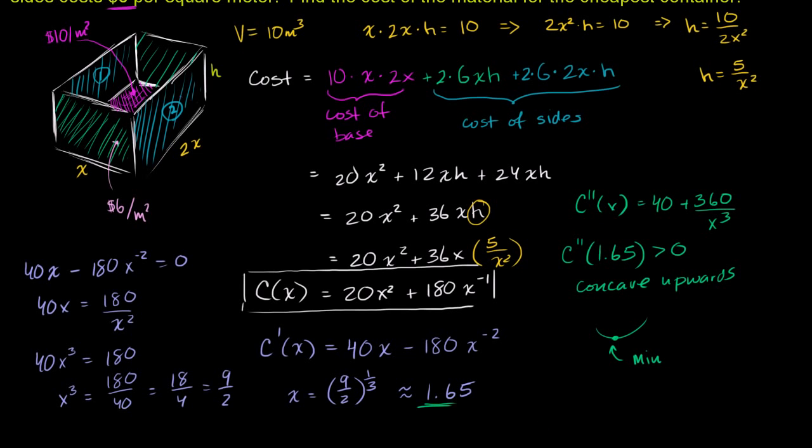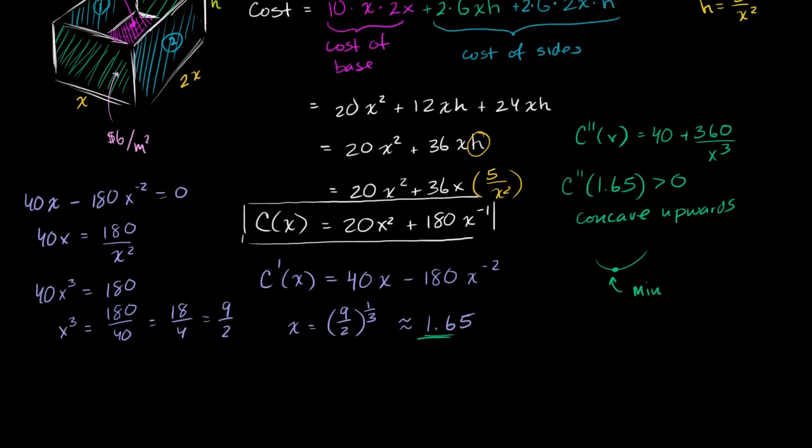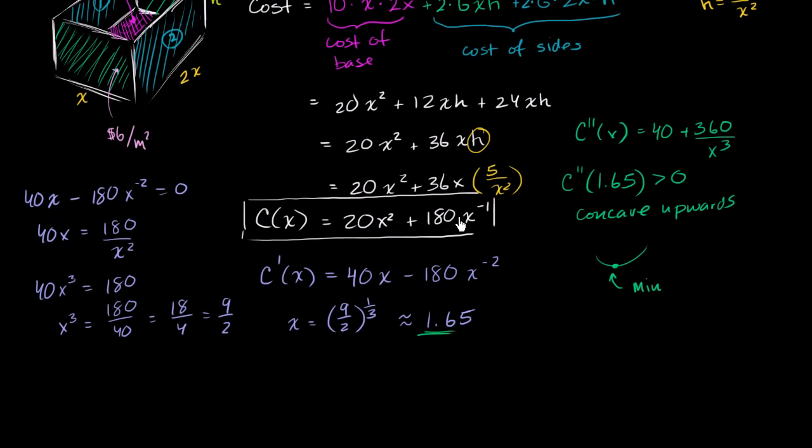And so if we go back to the question, the only thing that we have to do now, we know the x value that minimizes our cost. We now have to find the cost of the material for the cheapest container. So we just have to figure out what our cost is. And we already know what our cost is as a function of x. So we just have to put 1.65 into this equation. Evaluate the function at 1.65.